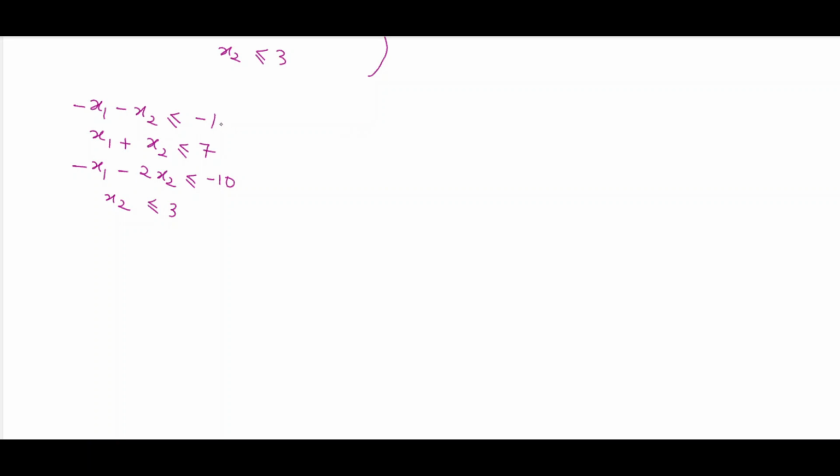So this inequation will become an equation as minus x1 minus x2 plus s1, the usual procedure that I have told you, is equal to minus 1. Then x1 plus x2 plus s2 is equal to 7. Then minus x1 minus 2x2 plus s3 is equal to minus 10. Then x2 plus s4 is equal to 3.